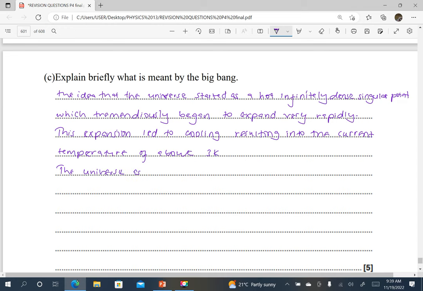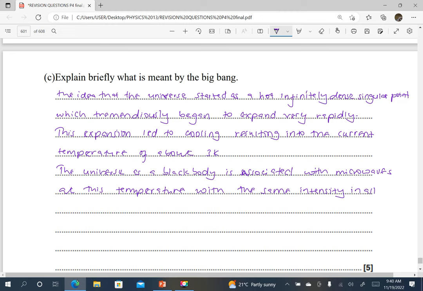The universe as a black body is associated with microwaves at a temperature of about 3 Kelvin, with the same intensity in all directions.